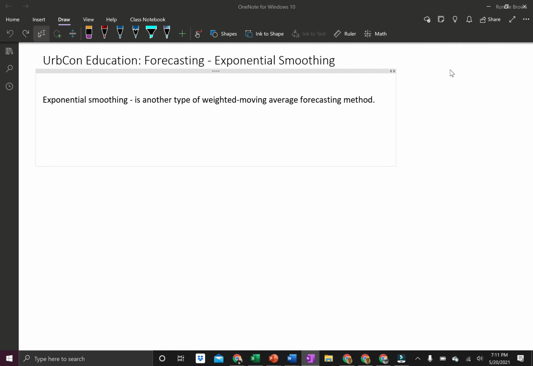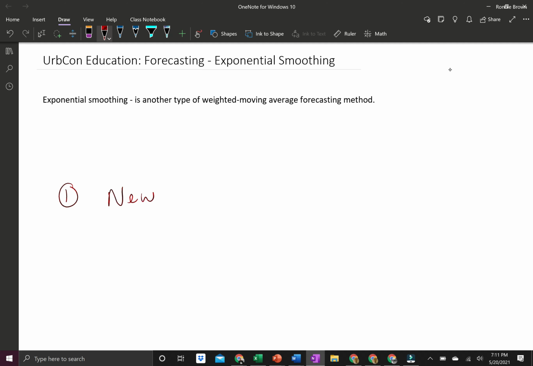Today's topic is that of exponential smoothing. So, what is it? It's another type of weighted moving average for forecasting within that area. It involves very little record keeping of past data and is fairly easy to use. The basic exponential smoothing formula can be shown as such.